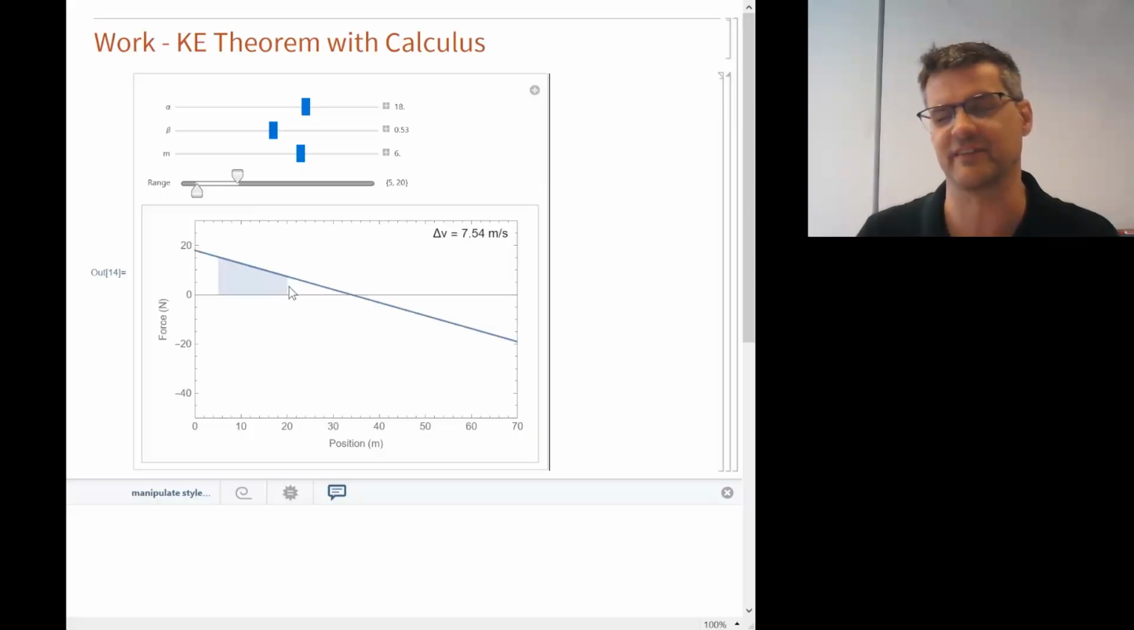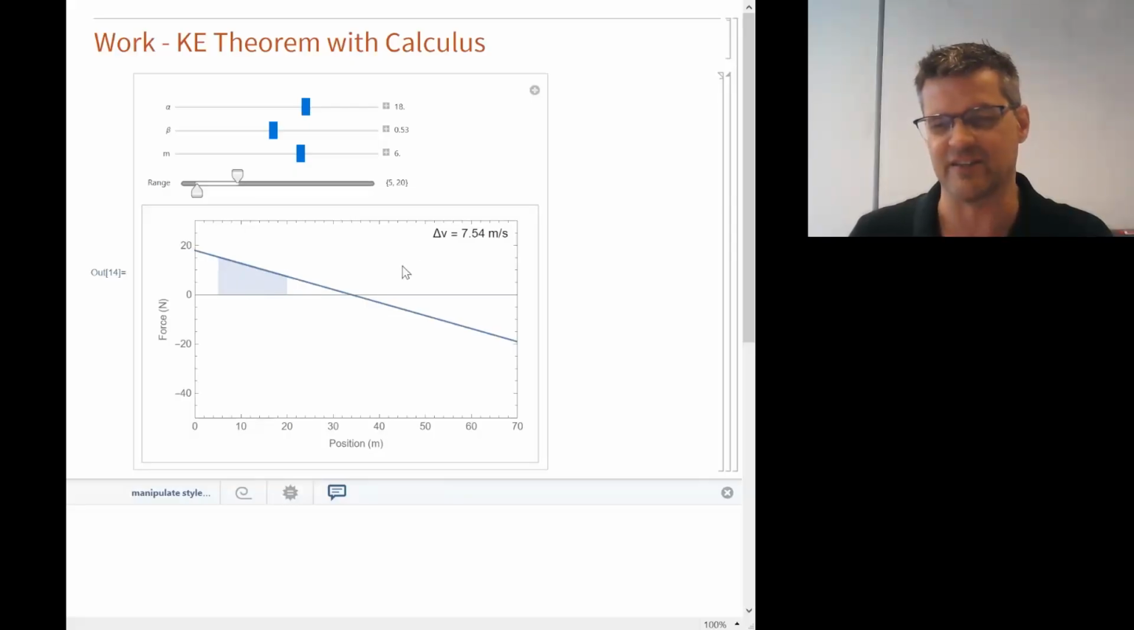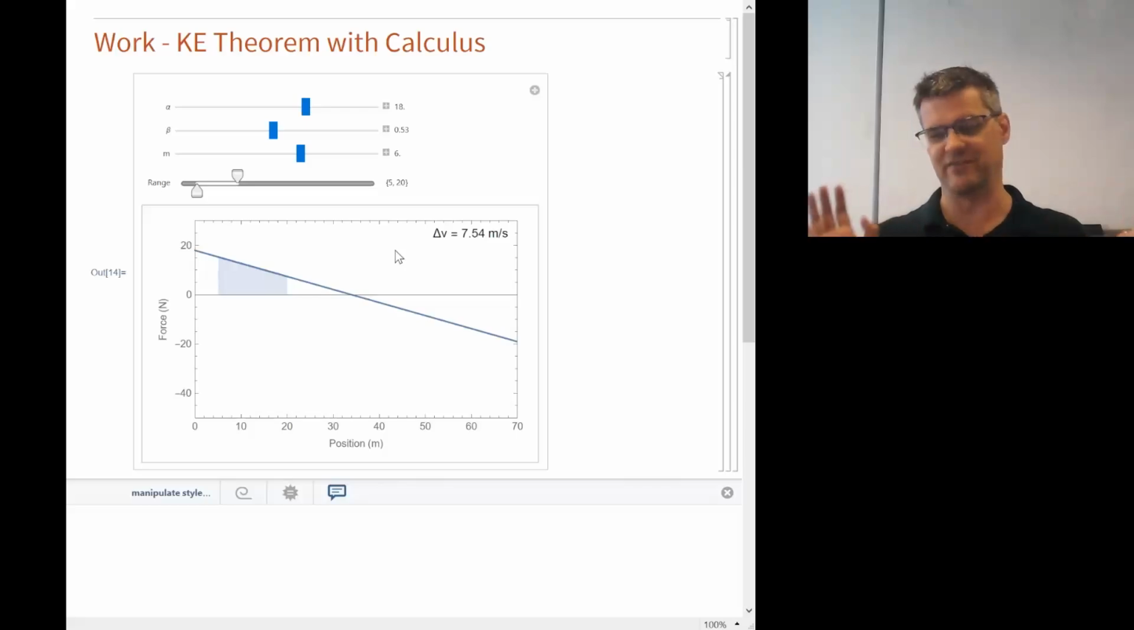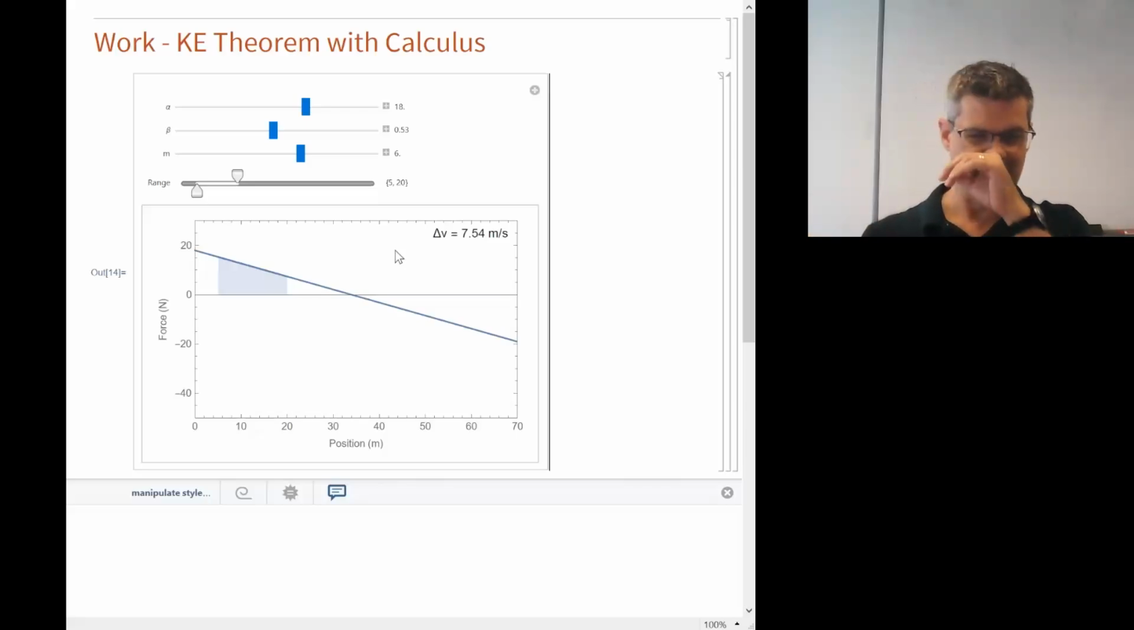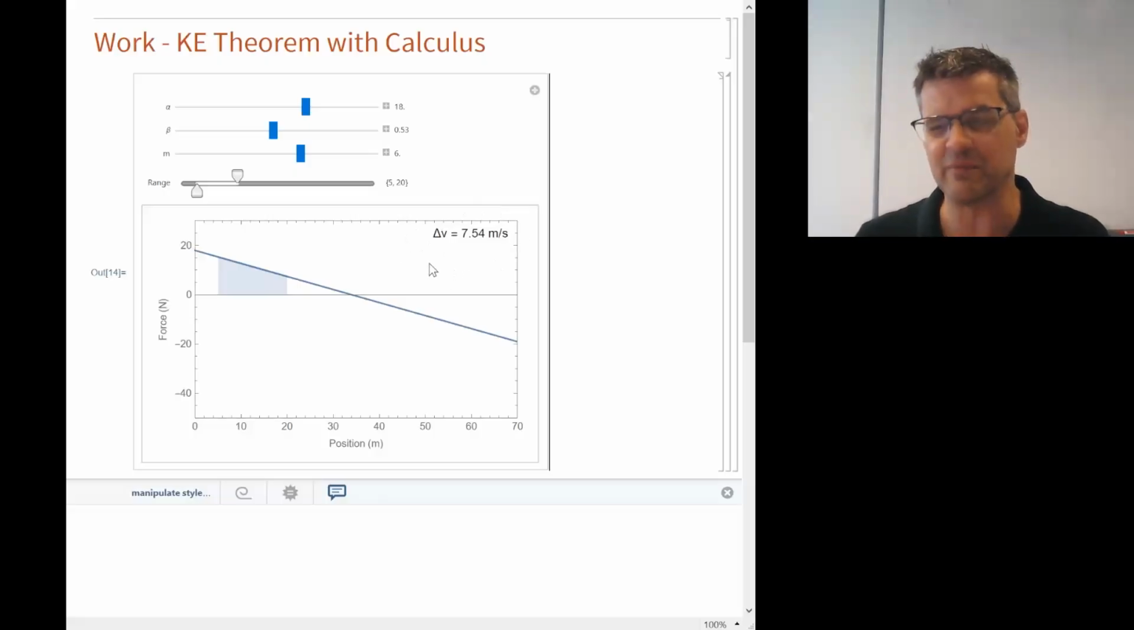Okay, and now what I've done is set this up so that Mathematica will find the area under this curve and associate it with a change in velocity. Now, we don't know what that change in velocity is until we know the mass and the position. There's some other things that are going to be involved. But we're going to be able to get answers and calculate them on paper later to confirm if what Mathematica is doing is correct.